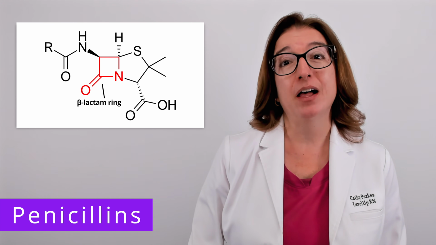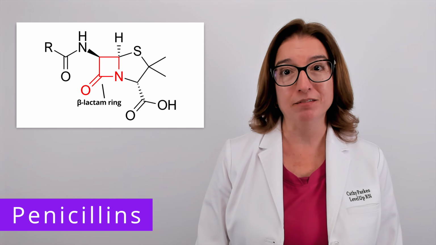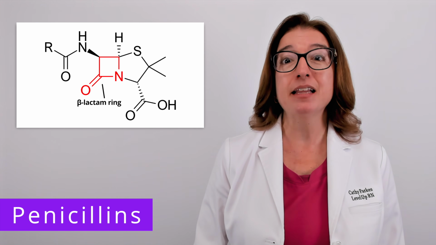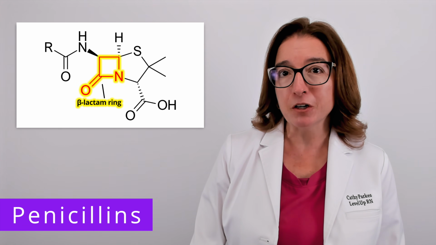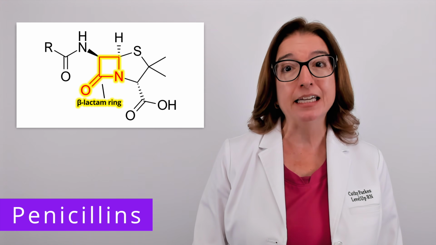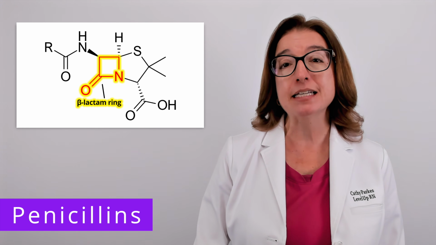Penicillin is the first cell wall inhibitor that we're going to talk about, and it was the first antibiotic that was discovered. Penicillins contain a beta-lactam ring, which prevents cross-linking of peptide chains during the synthesis of peptidoglycan. Penicillins are bactericidal, which means they kill the bacteria instead of just slowing down their growth.